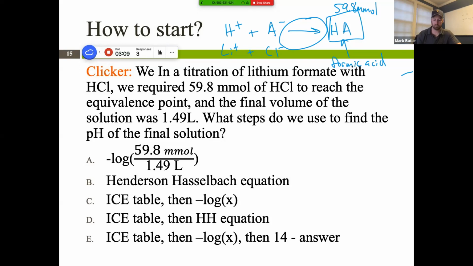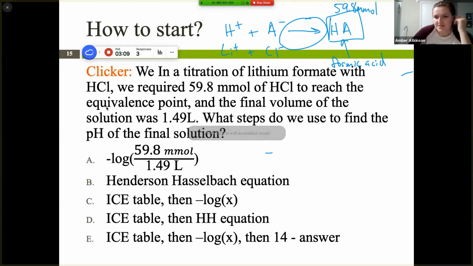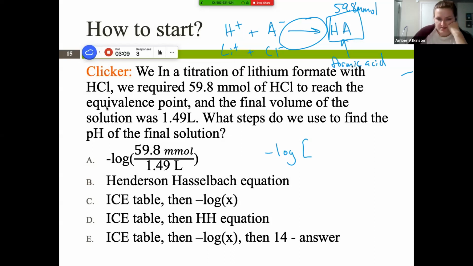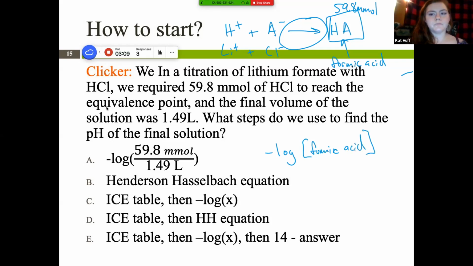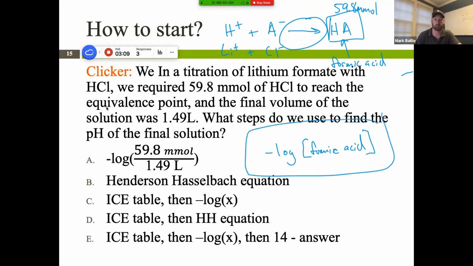Amber, you're nodding your head, yes. Why is that the best approach? Not sure. Is it because you're using a strong acid? So if I just, out of context, say, okay, we're going to take the negative log of the concentration of formic acid to find the pH, does that sound right? Kat's shaking her head. Why not?